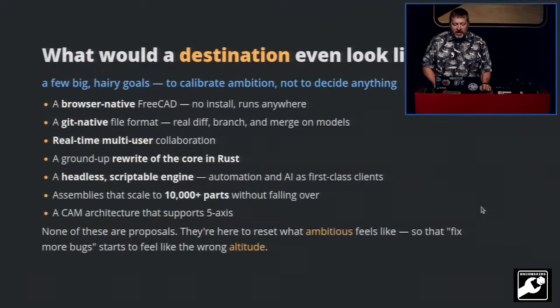And the reason it doesn't get solved is because we don't have a place to put that risk. We don't have a place to work on those things that is risk tolerant, I guess.